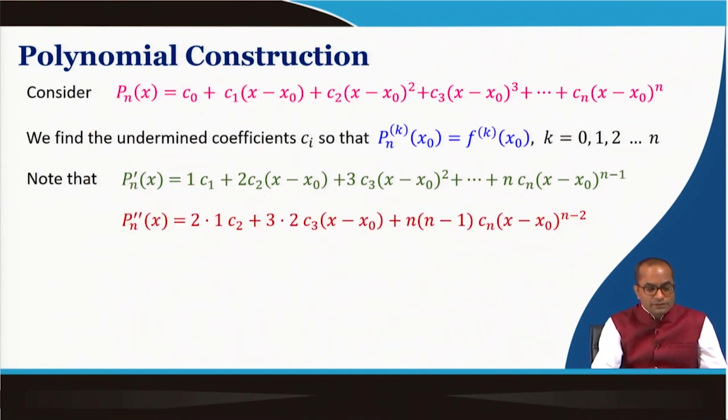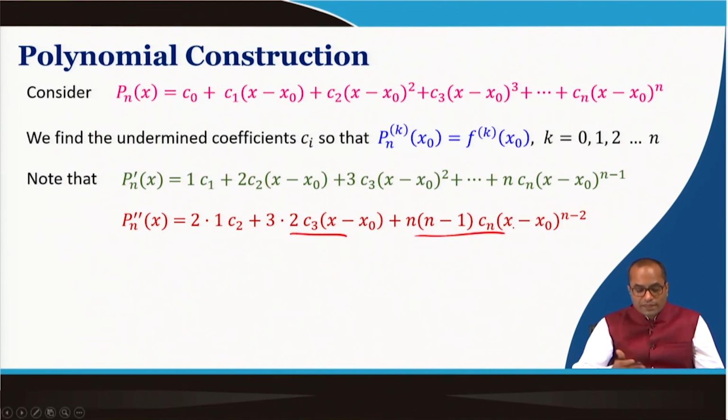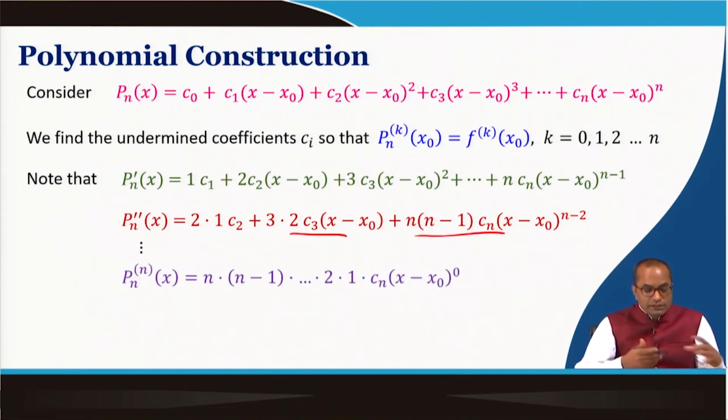Then we will go for the second order derivative of this polynomial. So now this is the constant, so that will become 0, and from here we will get 2, and then again when we take the derivative of x minus x naught, we will get 1, and then this coefficient c2. Similarly for the other terms we can get the derivative. So we will continue this process.